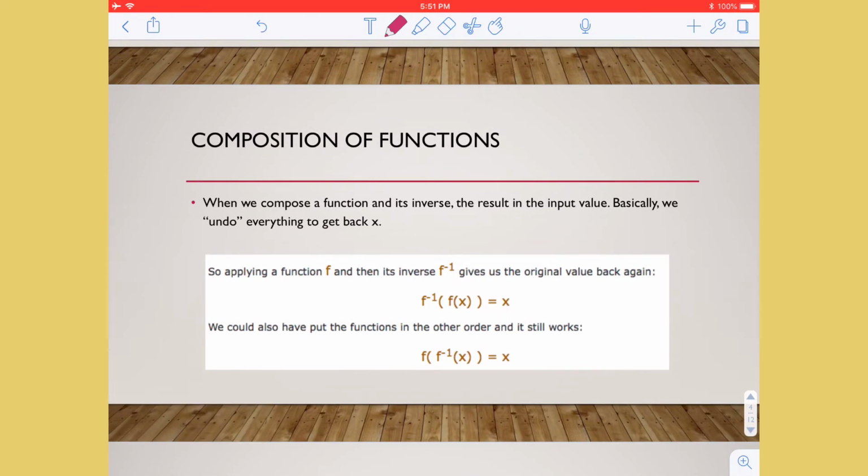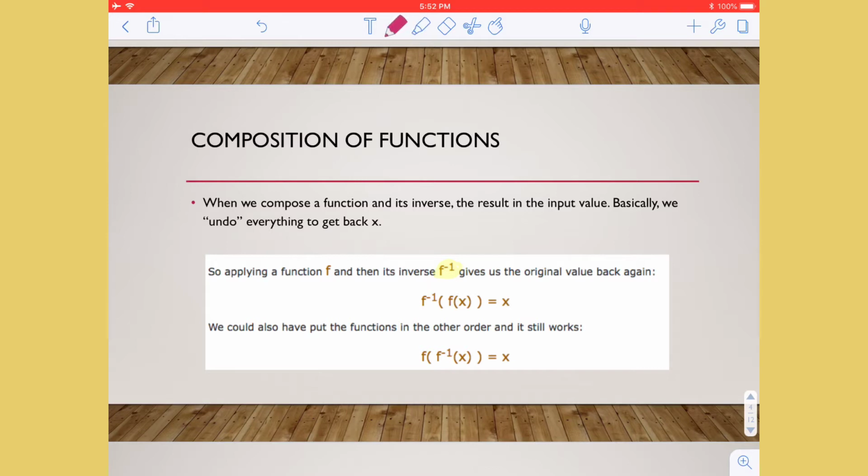So we've learned about something called the composition of functions. When we compose a function and its inverse, the result is the input value. So basically, we're undoing everything to get back x. So again, when I had 0 M&Ms and I added 3, I undid it by subtracting 3, which was the inverse, to bring me back to having 0 M&Ms. So there is some notation that we're going to use, and that is this little f to the negative 1. We don't ever really read that as a negative 1 power. We just read that as f inverse.